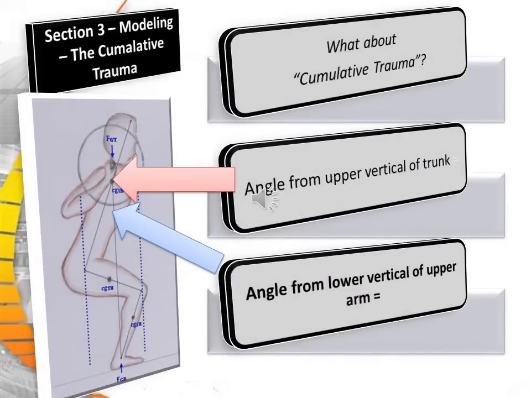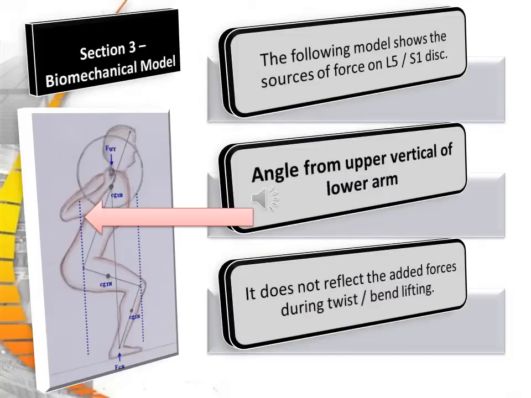What about cumulative trauma? That is the angle from the upper vertical of the trunk. That is the angle from the lower vertical of the upper arm. The following model shows sources of force on the L5-S1 disc. Here we have the angle from the upper vertical of the lower arm. It does not reflect the added forces during twist or bending and lifting.